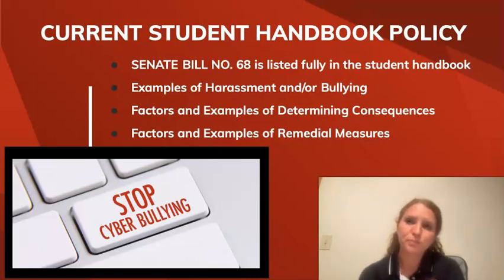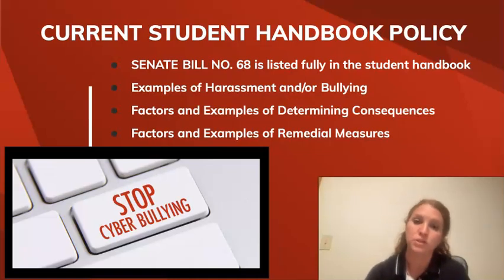We also have in there factors and examples of determining consequences to bullying, and then examples of remedial measures. This is something I would like a team and a committee to sit down and look at, and that team could be administrator, staff. I would love to have a parent on there and a student, because this takes up almost 3 pages of our student handbook, and it is very detailed and very specific, which I appreciate that parents and students could read it and understand why we make some of the decisions we do, but I also feel like it could be reworded into a more concise manner that makes a lot more sense to our students and our parents as well.